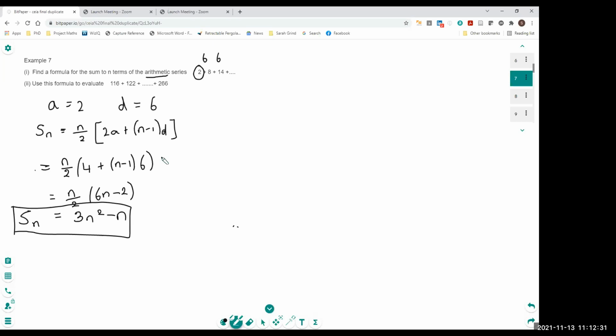The next part, use this formula to evaluate 116 plus 122 all the way up to 266. So effectively what they've done here, it's a little bit tricky because the sum of n, which is the sum formula, adds up all of the terms from T1 all the way up to the last term, which is Tn. That's how the formula works. You have to have the first term all the way up to the last term. But here in this formula, what they have done is they've picked a chunk out of the sequence.